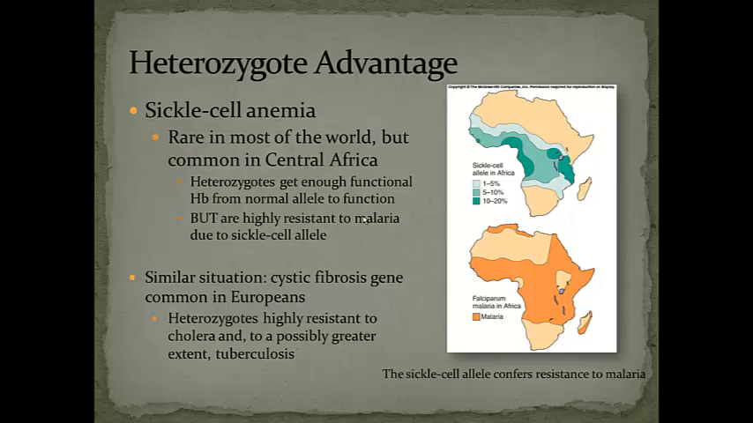So the idea is, if you're homozygous recessive for sickle cell, well, you die from sickle cell. If you are homozygous dominant and have two completely normal hemoglobin genes, well, you don't get sickle cell, but you die from malaria. It's the heterozygotes that survive. Similar situation, we think, in the cystic fibrosis gene common in northern Europeans. We're talking about people with Viking stock. The heterozygotes are highly resistant to cholera and possibly to a greater extent tuberculosis. Okay.